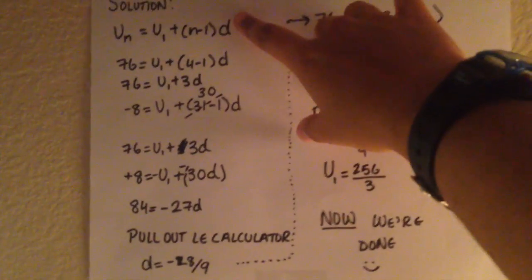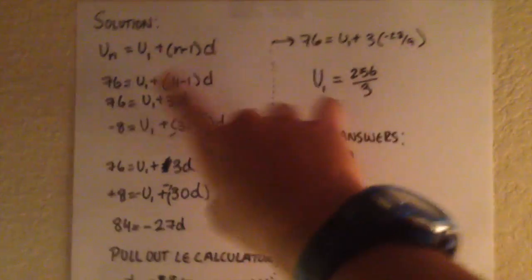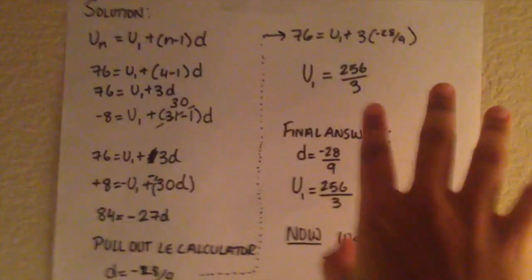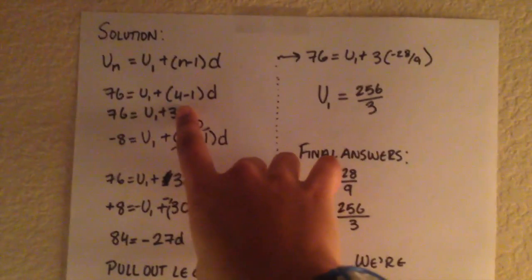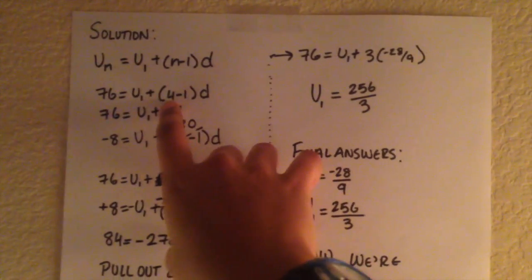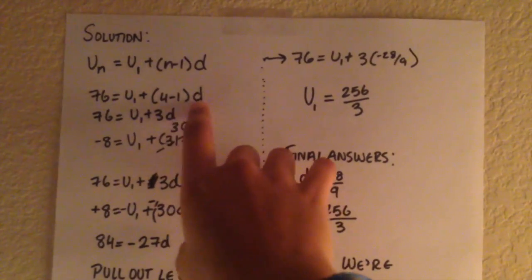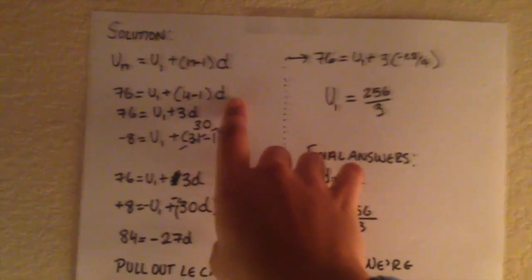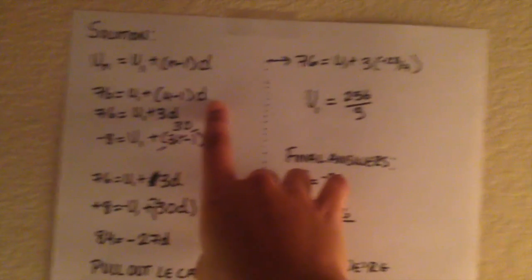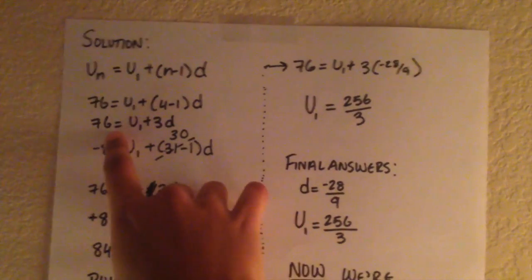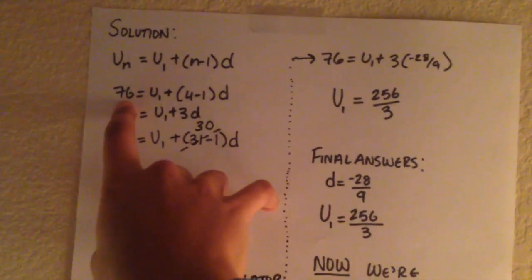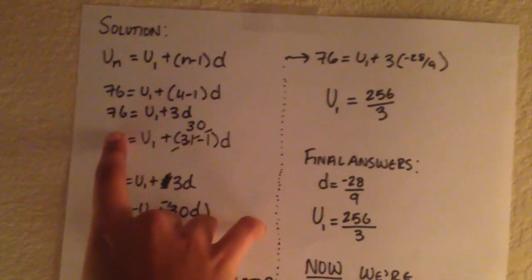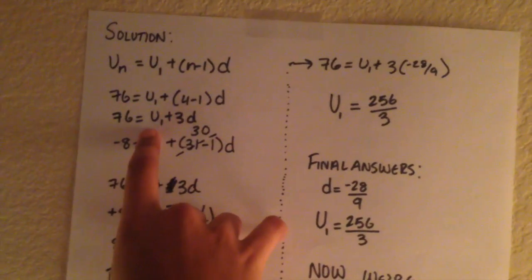In the first one, you first write out the equation, always. Then you plug in u of 4, so n is 4, so you put in 4 minus 1, which is 3, d, because you don't know what the difference is, because you don't know the sequence. Remember that u of 4 is 76, so you put 76 on this side. So 76 is equal to u1 plus 3d.